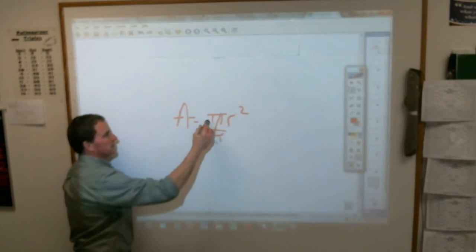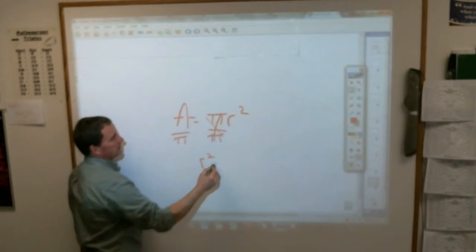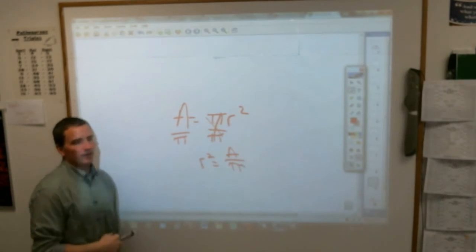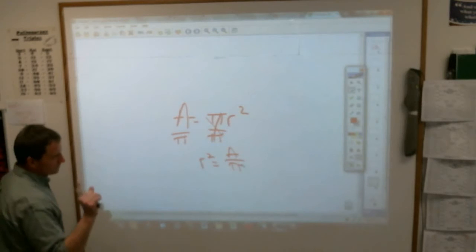Now here, this one's gonna amaze and perplex your friends. So I have r squared equals a over pi. I still haven't solved that for r. What would be my answer if I had r squared equals a over pi? How do I get just r by itself? Would r equal a over pi squared? It would not. Let's go back to what we already know.